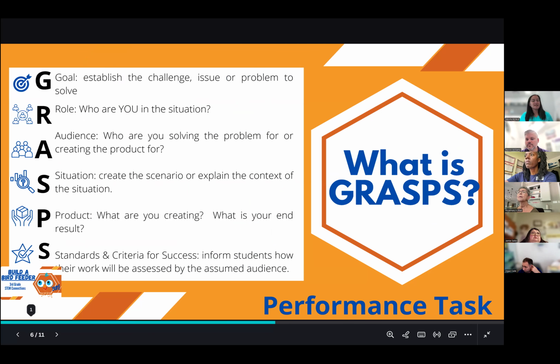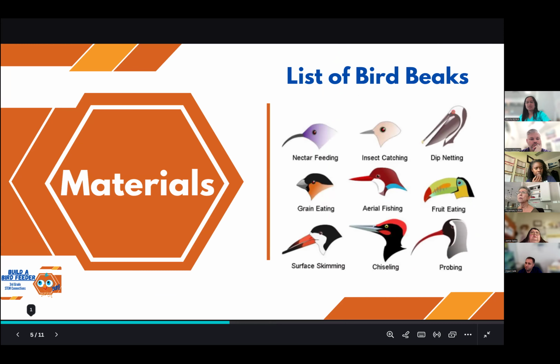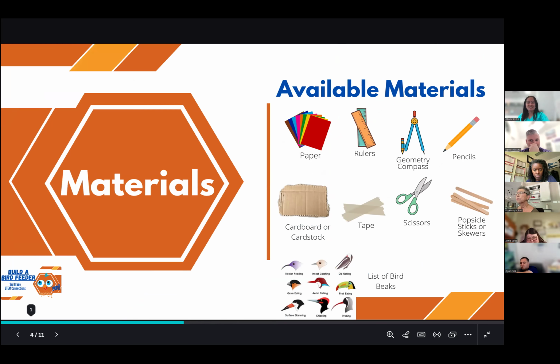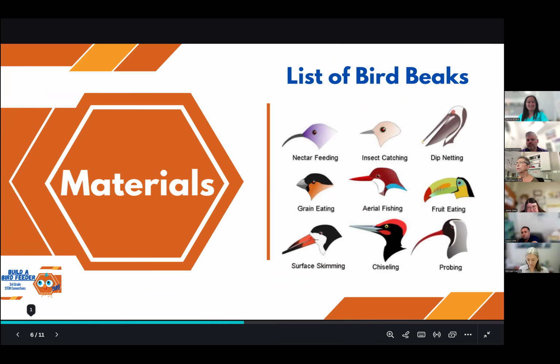And then S stands for the scenario, which is already showcased in the situation or in the introduction. And then the product they're creating is a bird feeder. And then the end result is the bird feeder that will be successful in accommodating the bird that they're trying to create that bird feeder for. I hope that makes sense.